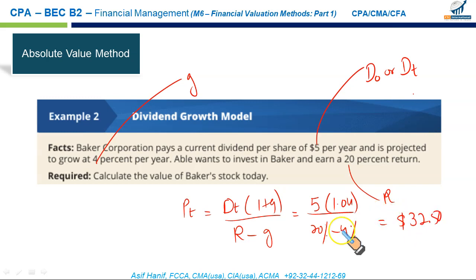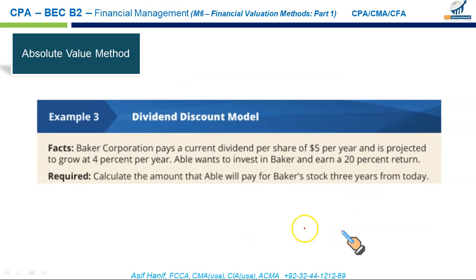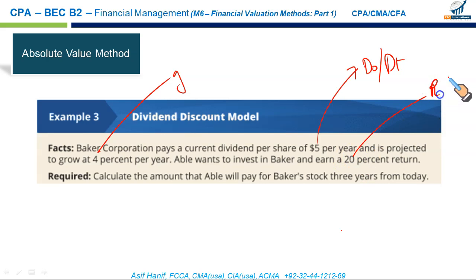This is the current stock price as per the DDM model. Now we have some variation in this requirement. Baker Corporation pays a current dividend per share of $5, that is D_T, or call it D0, your choice, the same thing. And it is projected to grow at 4%, that is the growth rate. Able wants to invest in Baker and earn 20% return, that is the required rate of return or the cost of common equity. Interesting thing is, calculate the amount that Able will pay for Baker stock 3 years from today.